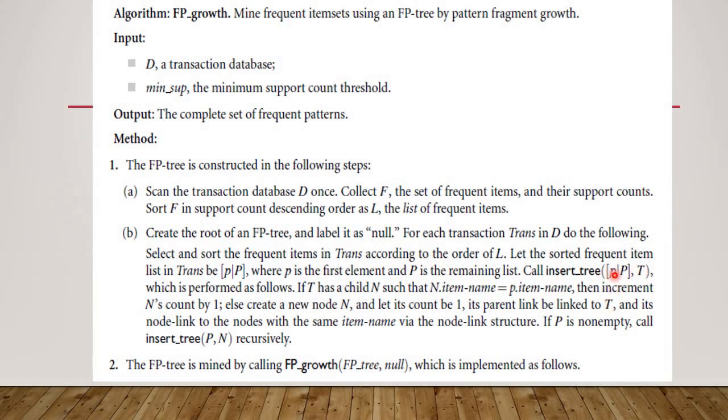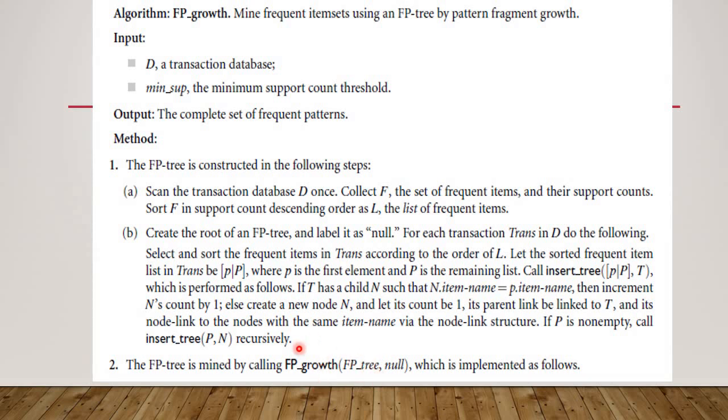And capital P consists of the remaining list. So as long as the path does not appear in the tree, you insert it into the tree and make the count of those nodes as 1. And if at all the path is already present, then you just increment the count. So that's what it says here. If t has a child n such that n dot item name equal to p dot item name, then increment n's count by 1. Otherwise, you insert the node newly and initialize its count to 1.